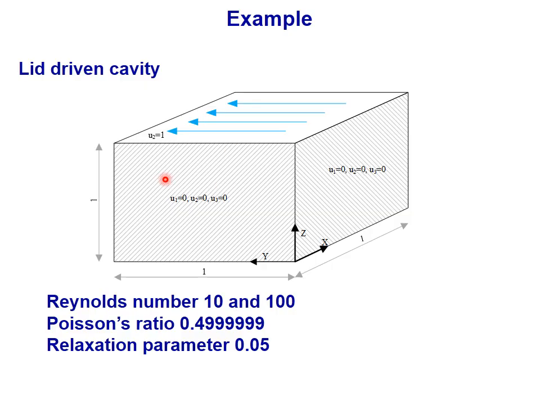Here we solve the well-known problem, which is the lid-driven cavity, which is a cube with dimension 1 and the prescribed velocity in y direction equal to 1. We'll solve it for Reynolds number 100 and Reynolds number 10. The relaxation parameter taken is 0.05. In order for the parameter lambda to be large enough, the Poisson ratio must approach 0.5. So we'll take it 0.49999.